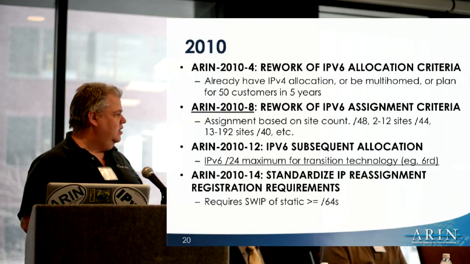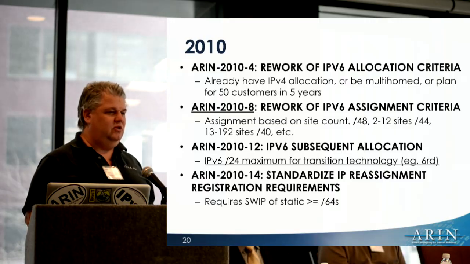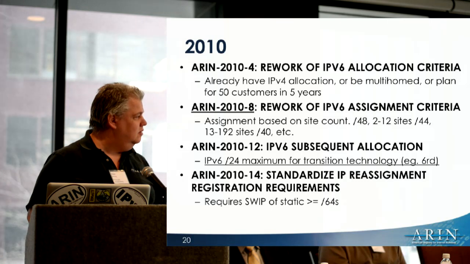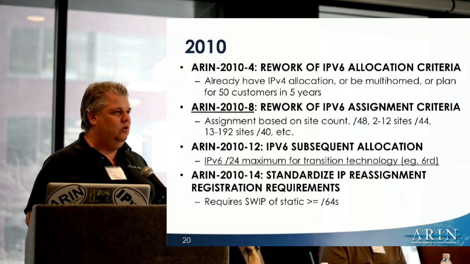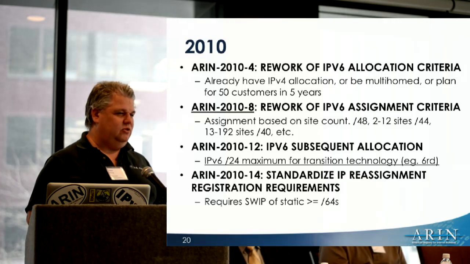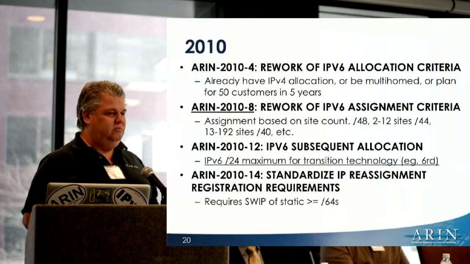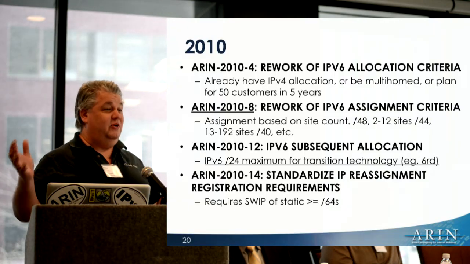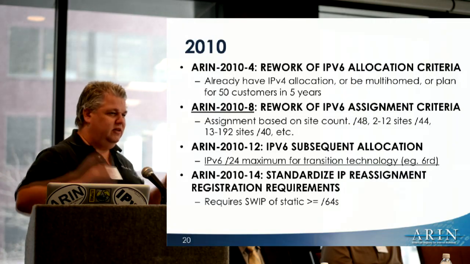2010-12, subsequent allocation. This allowed a /24 maximum for transition technology as an additional allocation independent of your existing utilization. Yes? In the previous bullet point, what do you define a site to be? A site, an end site in terms of policy for V6, if I remember the exact wording, is a single building or structure or a single tenant in a multi-tenant building or structure. So, for example, a university dorm could be defined as several hundred sites. And you could allocate several hundred /48s to a single dorm building, potentially.